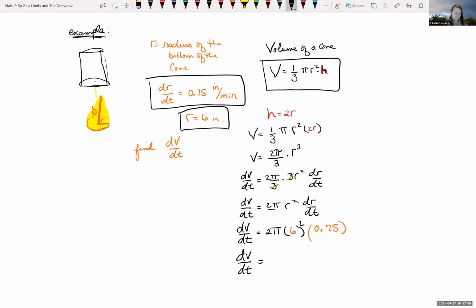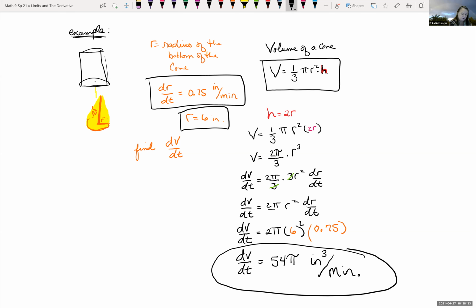So the rate of change of that volume is 6 squared, which is 36. 36 times 2 is 72. And 72 times 0.75 gives us 54π. And this is at a rate of cubic inches per minute. That's the rate of change of our volume when this hits 6.